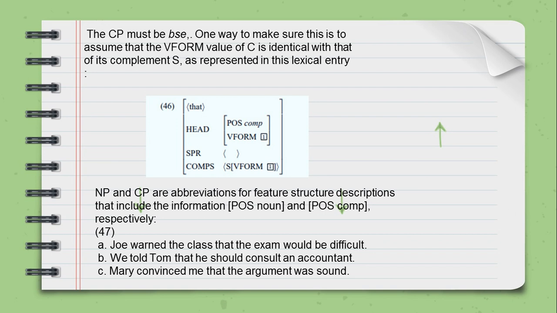For future structure descriptions, they include the information post-noun and post-complement respectively. 47. A. John warned the class that the exam will be difficult. B. We told Tom that he should consult an accountant. C. Mary convinced me that the agreement was sound. The comps value of such verbs will be in 48.